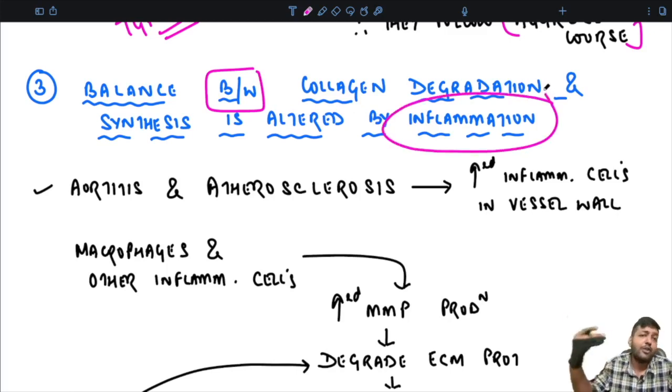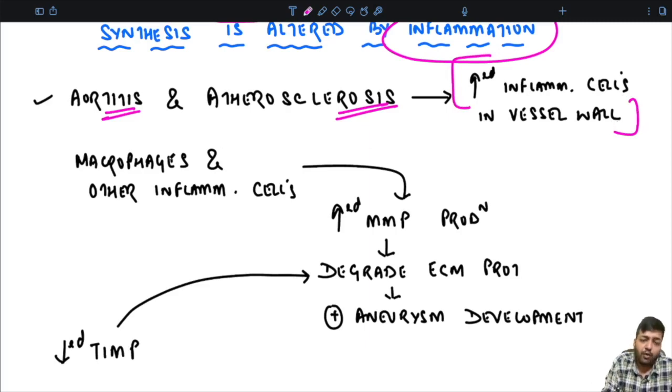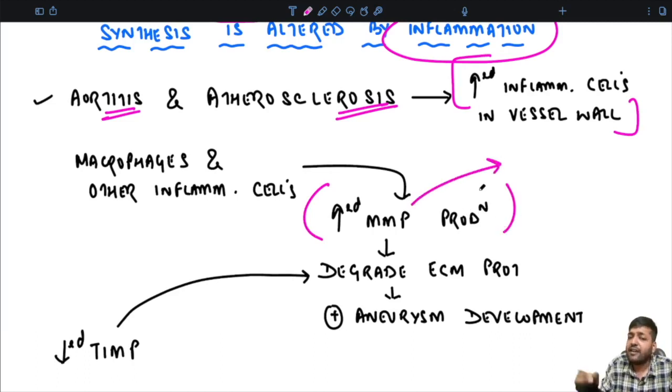So inflammation also is playing an important role in the pathogenesis of aneurysm. Basically, in conditions of aortitis as well as in conditions of atherosclerosis, there is an excessive amount of inflammatory cells in the vessel wall. So macrophages and other inflammatory cells lead to an excessive amount of MMP production. What does MMP stand for? They stand for matrix metalloproteases.